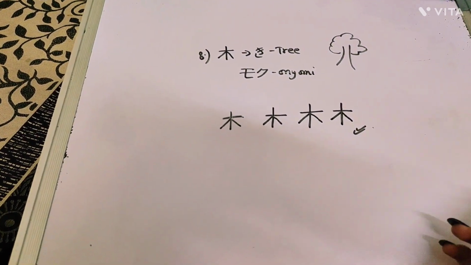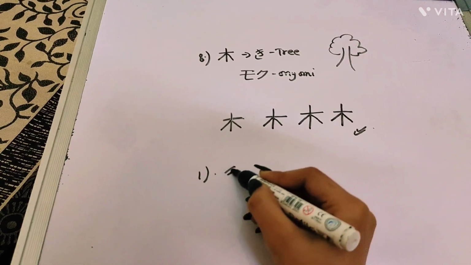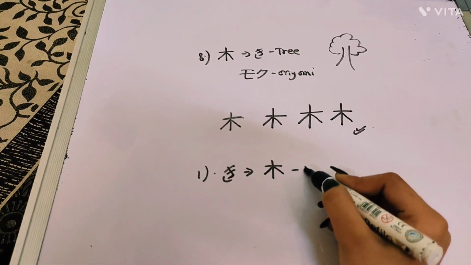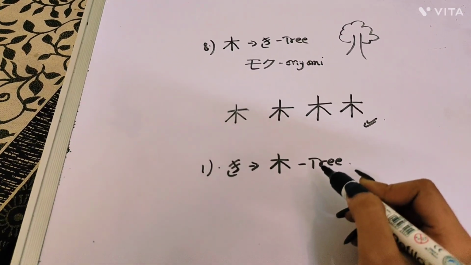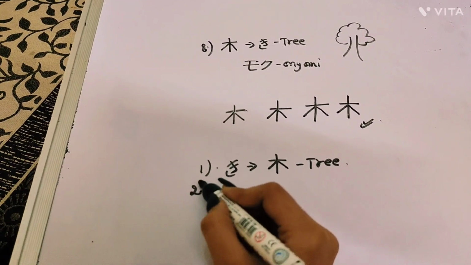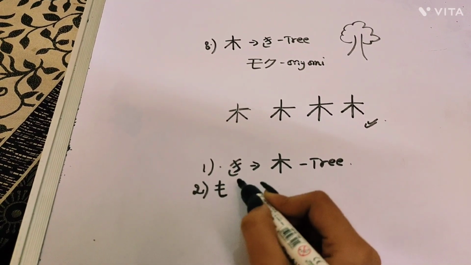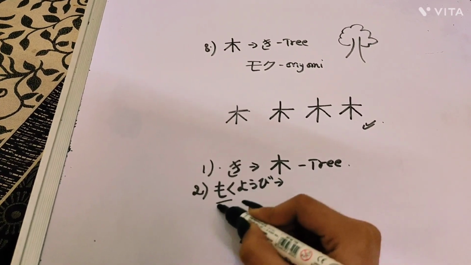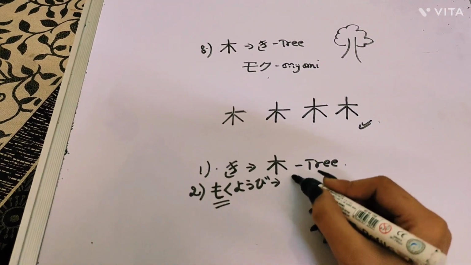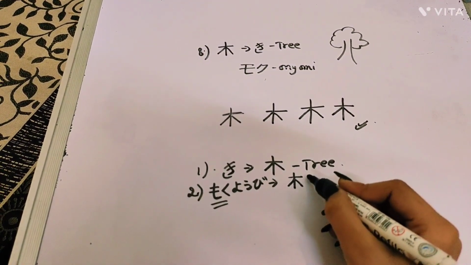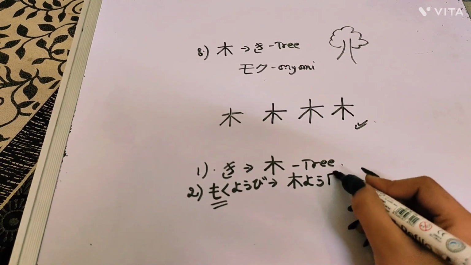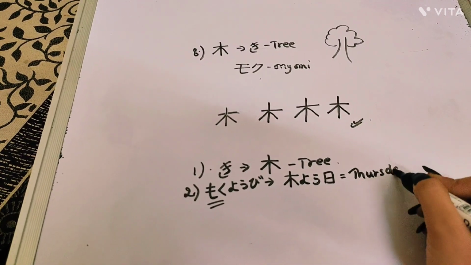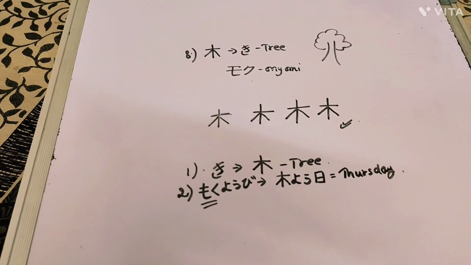Easy na? Yeah. So let's do the words. First is ki. Draw the kanji of ki. Ki is tree. Our next word is mokuyobi. Draw the kanji of moku. You can see the onyomi of ki is moku. Then yo. Draw the kanji of bi. Mokuyobi is Thursday.